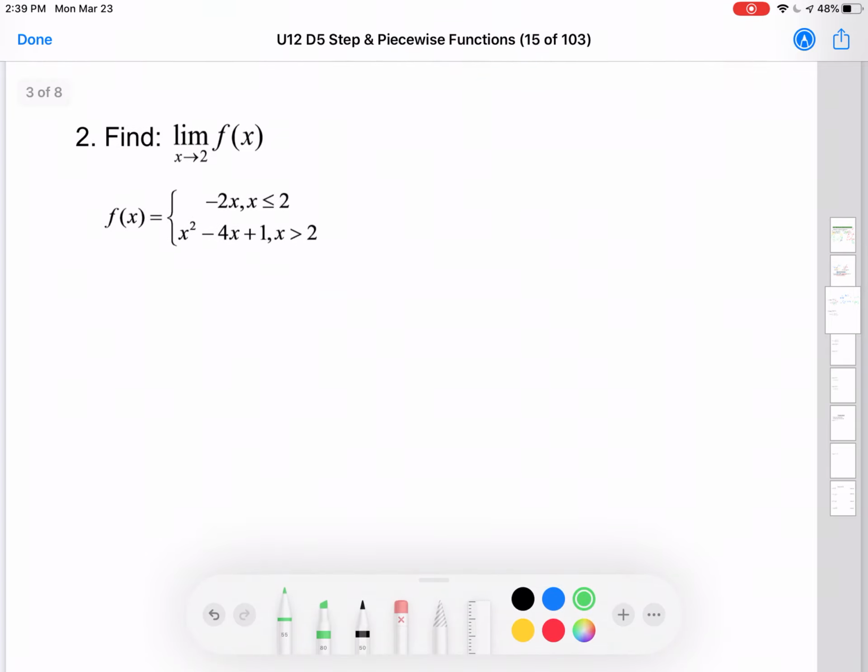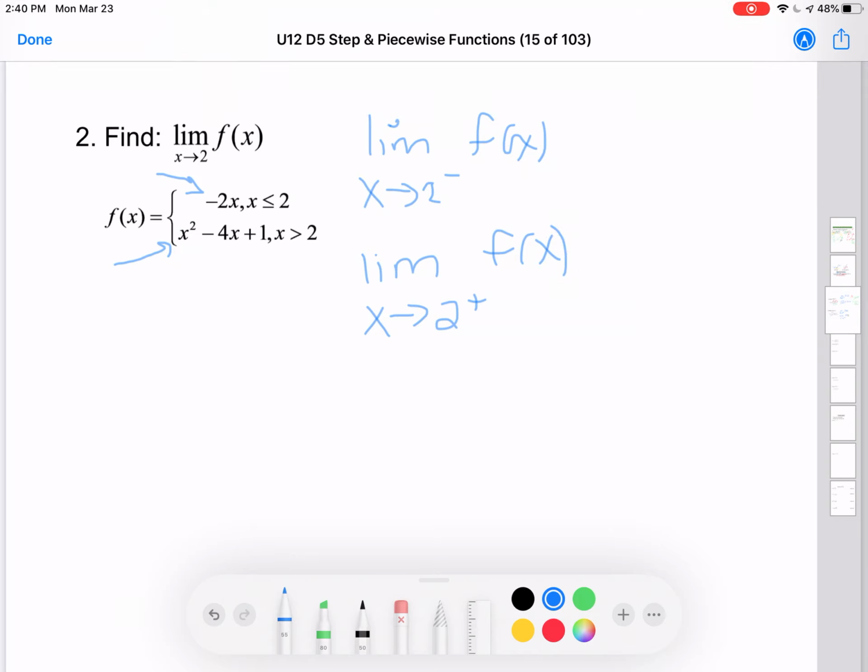All right, let's do the next one. Same thing, you can tell it's a piecewise function. The first part is linear, and the second part is quadratic. So we have to separate it and approach from both sides. So the limit as x approaches 2 from the left of f of x, and the limit as x approaches 2 from the right of f of x.